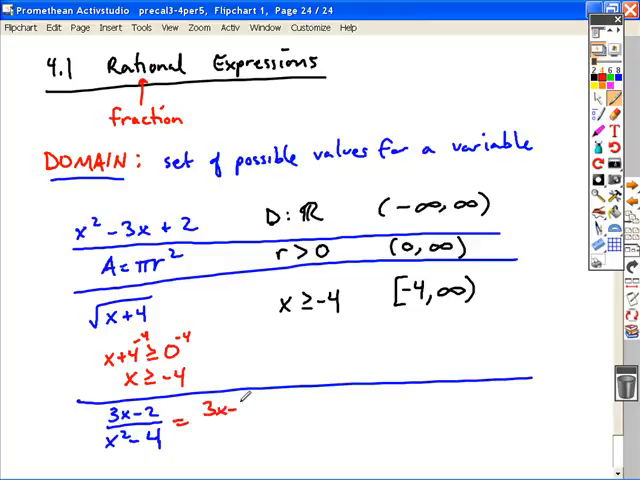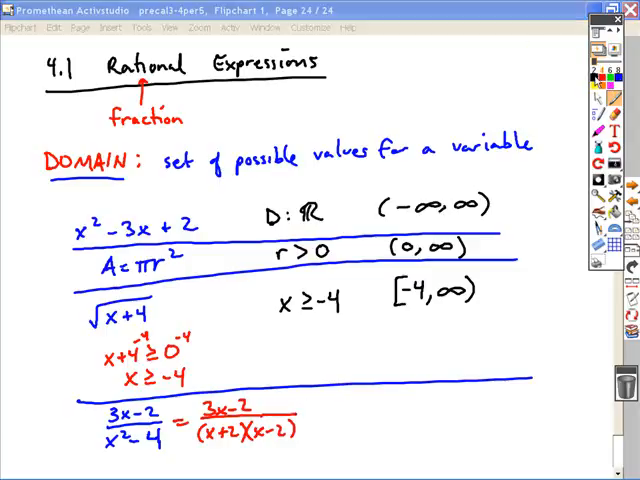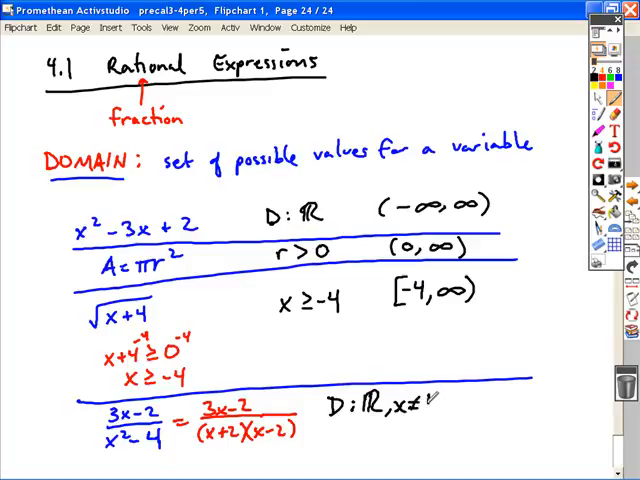The top can stay exactly as it is. What would be the factored form of the denominator? It's a difference of squares, so it would be x plus 2, x minus 2. And so what two values of x would give you a 0, or division by 0, in your rational expression? Negative 2 and positive 2. So your domain, in this case, is all real numbers. x cannot equal plus or minus 2.